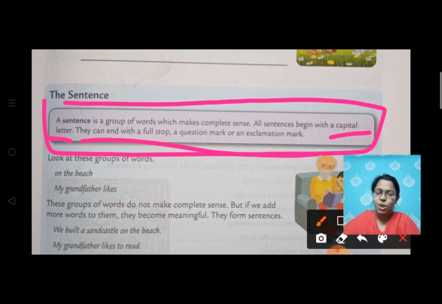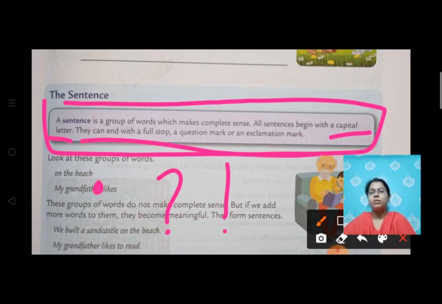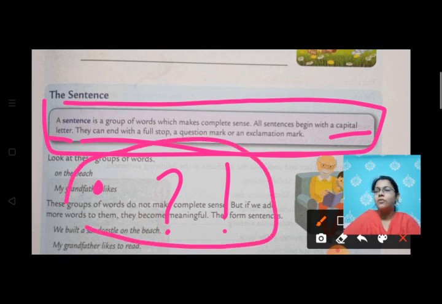Now these punctuation marks can be a full stop, a question mark, or an exclamation mark. Right? This is a full stop, this is a question mark and this is an exclamation mark. Okay? So when your sentence ends, it can have any of these three things depending on the sentence. Okay?